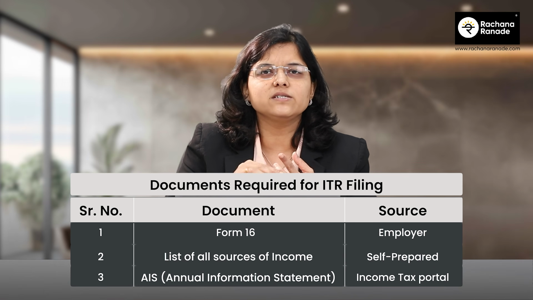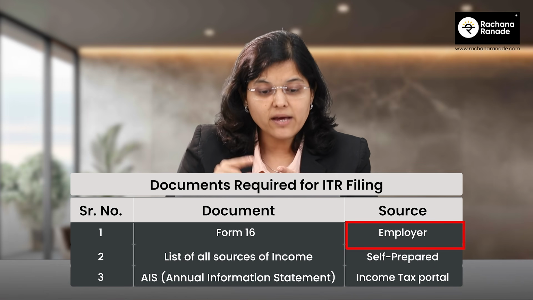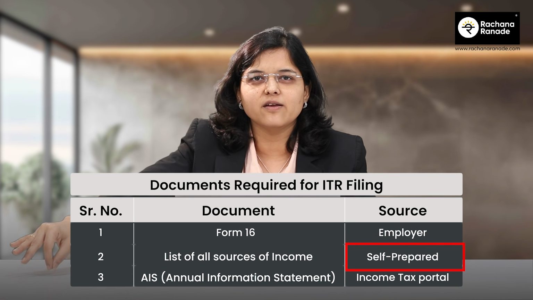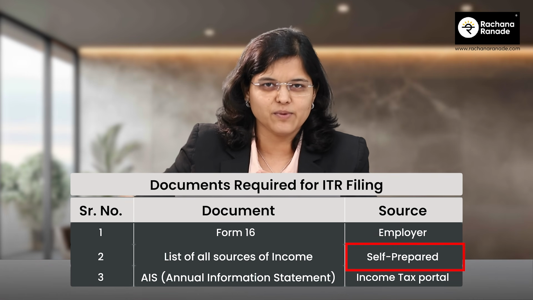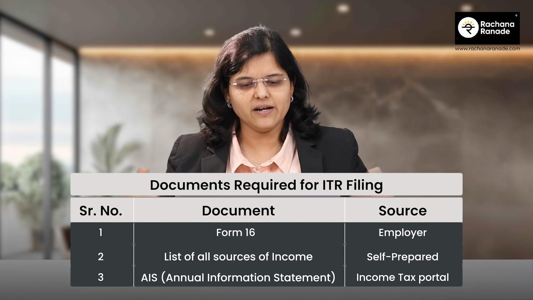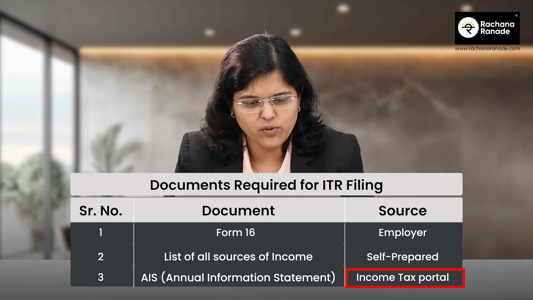Now, who will give you Form 16? Obviously, your employer. Who will give you list of all the sources of income? Ideally, you should prepare it, that I have income from salary of this much, FD interest this much, whatever. If you have such a thing with you, very good. Or as I mentioned, AIS is a very good statement to have, annual information statement. So in the next chunk, I'm going to tell you how to download this AIS and also how to file your income tax return in less than 10 minutes.